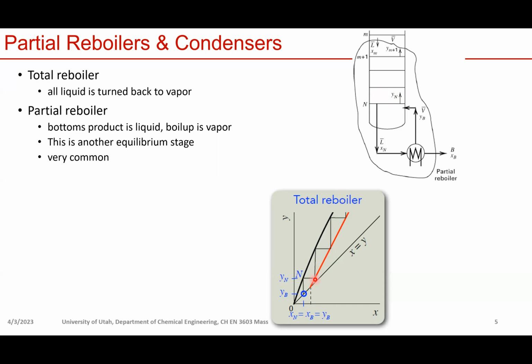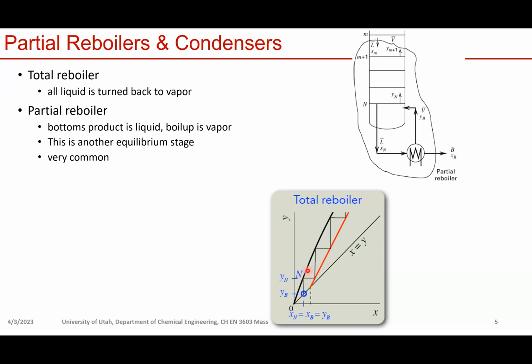Then we can get YN from this point. We draw a horizontal line that crosses the equilibrium curve, and we have one point here. This point is on the equilibrium line. It gives us the composition of the vapor leaving stage N and the liquid leaving stage N, and they are in equilibrium with each other. From that point, you can read off the composition Xn here.